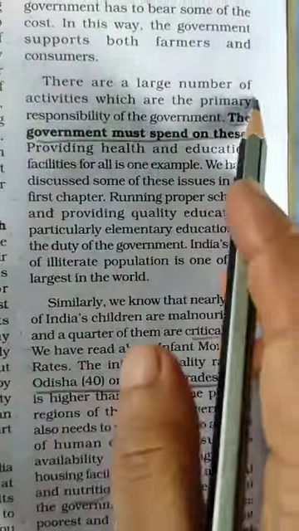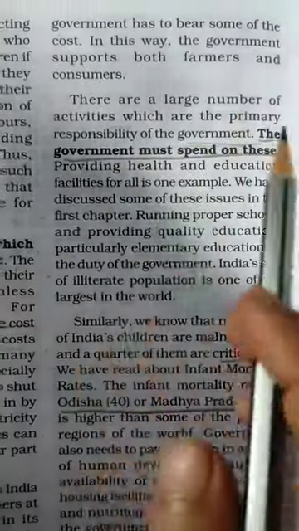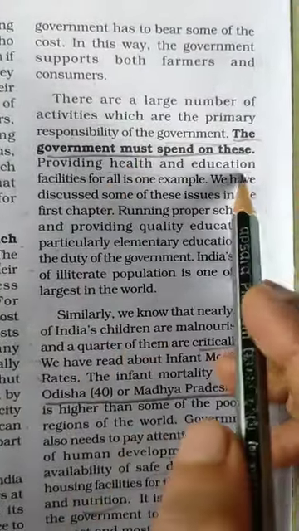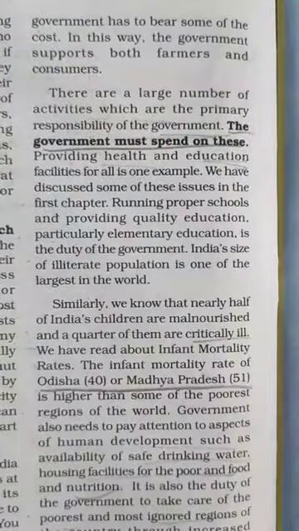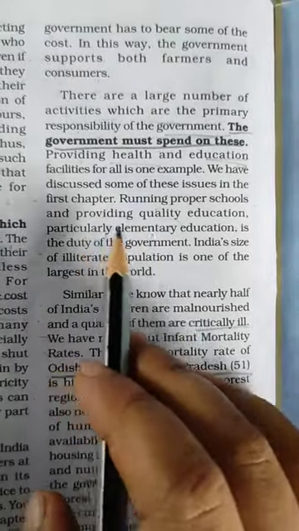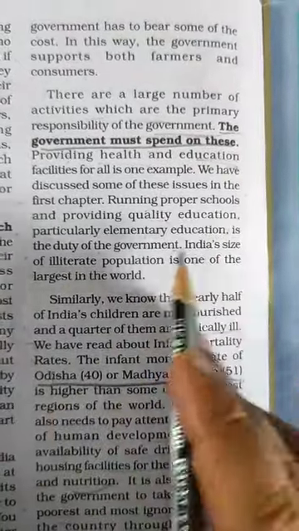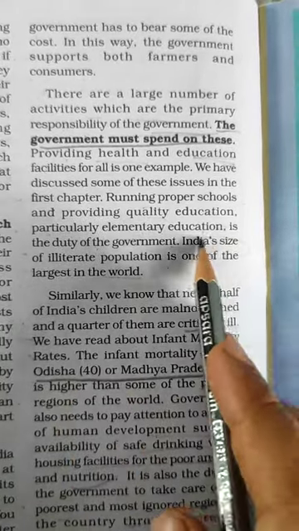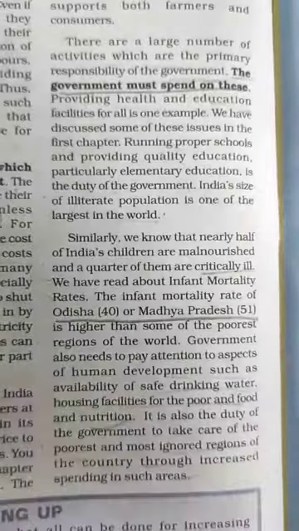There are a large number of activities which are the primary responsibility of the government. The government must spend on these. Activities like providing health and education are the primary responsibility of the government. Running proper schools and providing quality education, particularly elementary education, is the duty of government. India's illiterate population is one of the largest in the world. In our India, the illiterate population is very high compared to other countries.